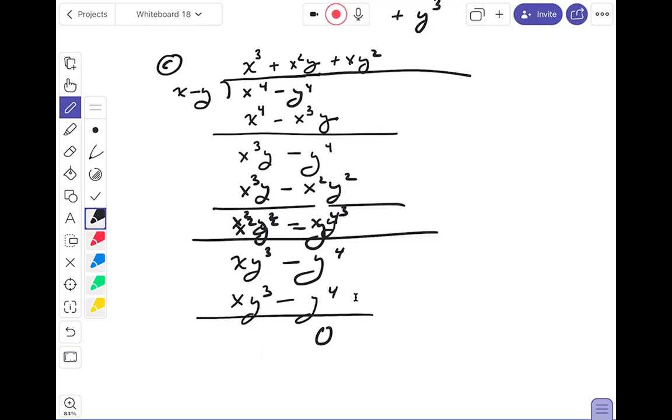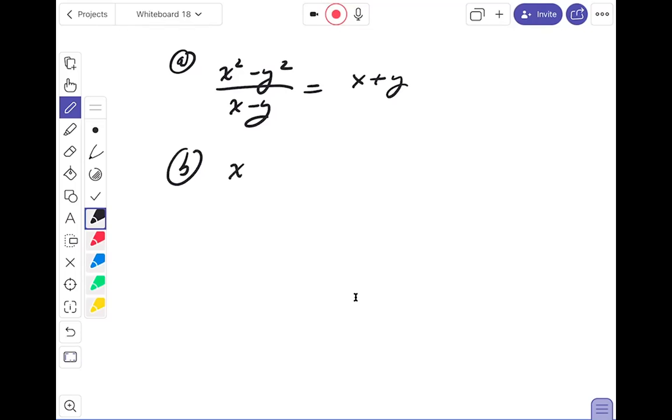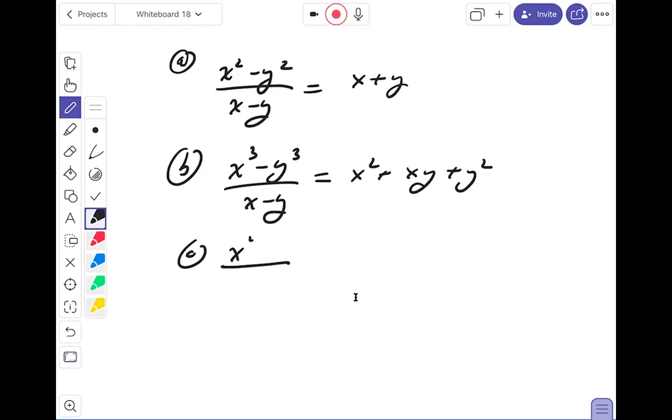All right, so I'm going to write them down for you. I'm going to write down A, I just did it, x squared minus y squared over x minus y was equal to x plus y. And then B was x cubed minus y cubed over x minus y equals x squared plus xy plus y squared. And C, we just completed it, was x4 minus y4 over x minus y, which would be the same problem over and over again, it seems, giving me x cubed plus x squared y plus xy squared plus y cubed.